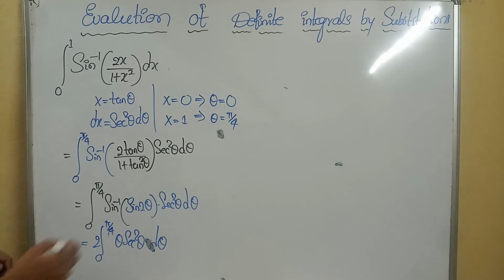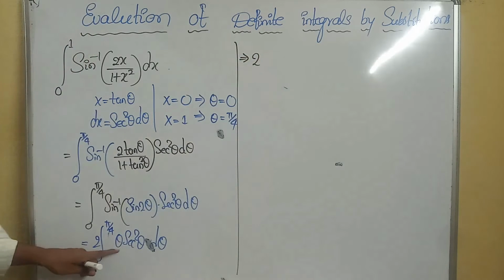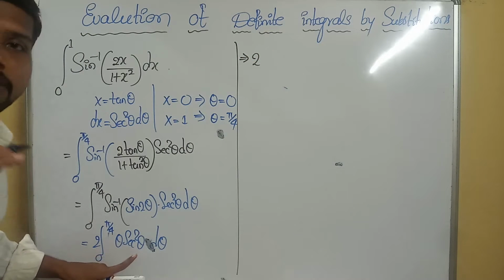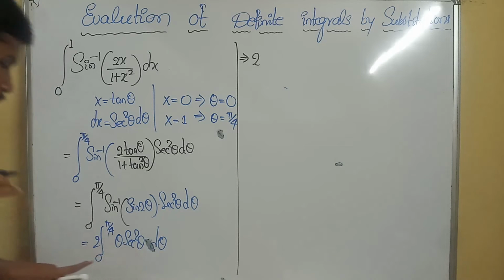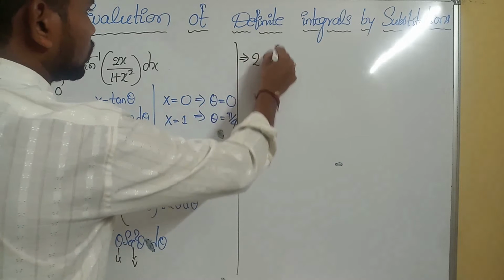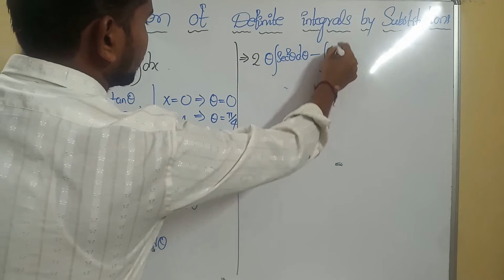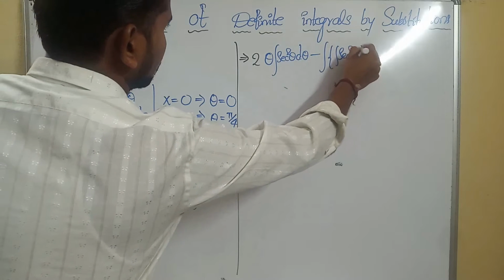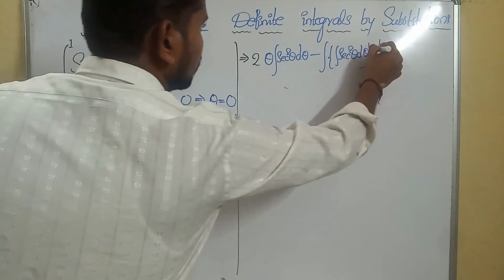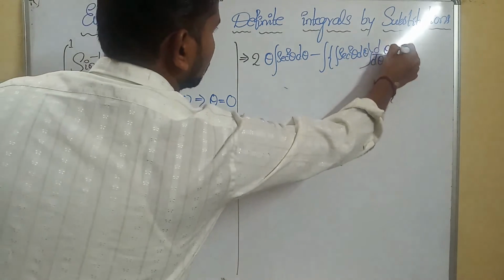clearly? Fine. Then the next part will be 2 outside, theta secant square theta. I'd like to apply the u into v integration by parts. Theta is the first function u, secant square is the second function v. I'd like to apply: u times integral of secant square theta d theta, minus integral of, in bracket, integral of secant square theta d theta, d by d theta of what? Theta only, into d theta.